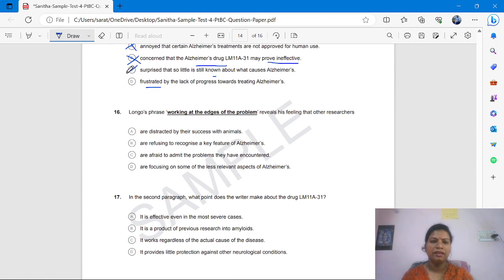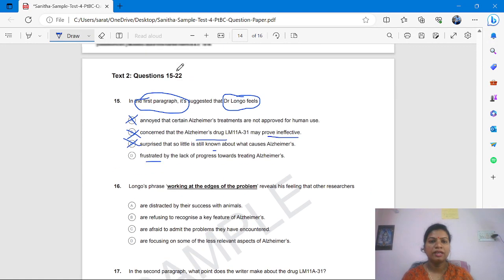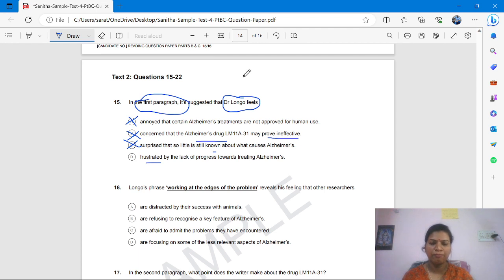So we got the last option. We have to connect these options with the paragraph. If the option is not matching with the question and the passage, eliminate the option. Like that you have to do the questions. So, the fourth option: frustrated by the lack of progress towards treating Alzheimer's. Here only one option is there. So the answer for question 15 is D, frustrated by the lack of progress towards treating Alzheimer's.